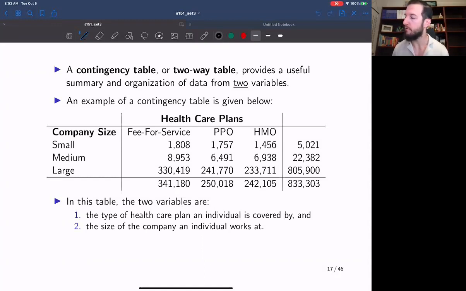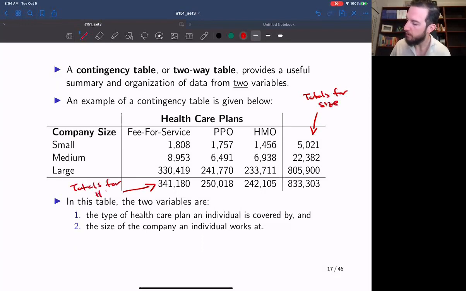In this case, we have the fee-for-service healthcare plan, which has 341,180 companies subscribed to it. We have this PPO healthcare plan, and we have the HMO healthcare plan. So the values along the axes of the table here and here, those are totals for the two variables of interest, right? So this is totals for size, and these are totals for healthcare plan. All right.